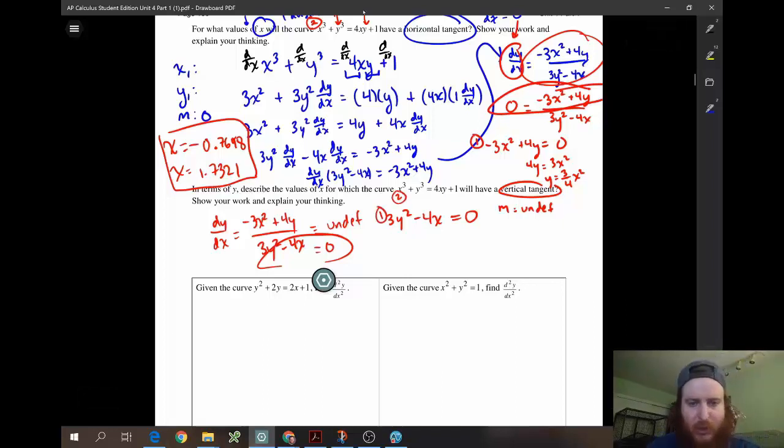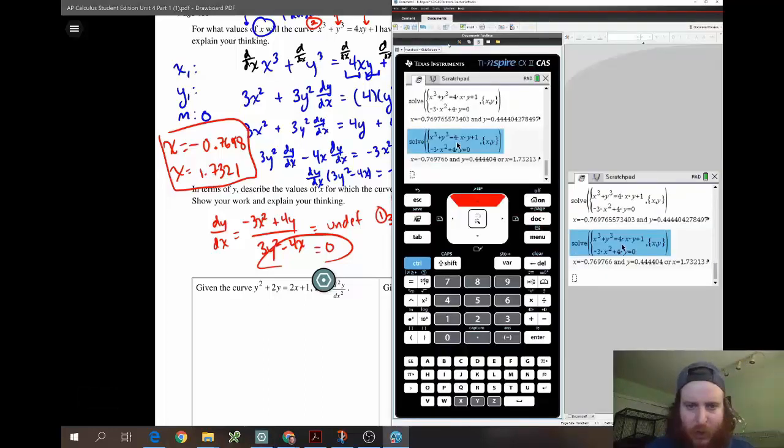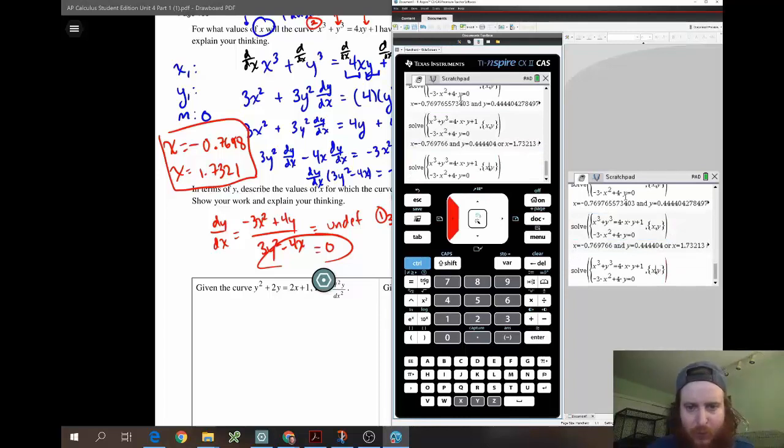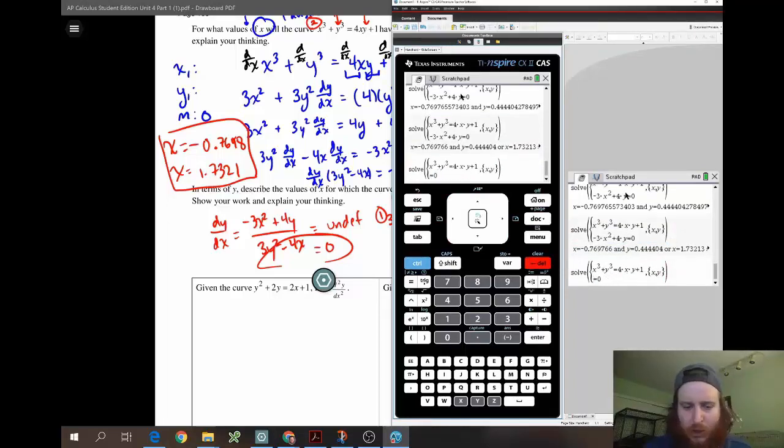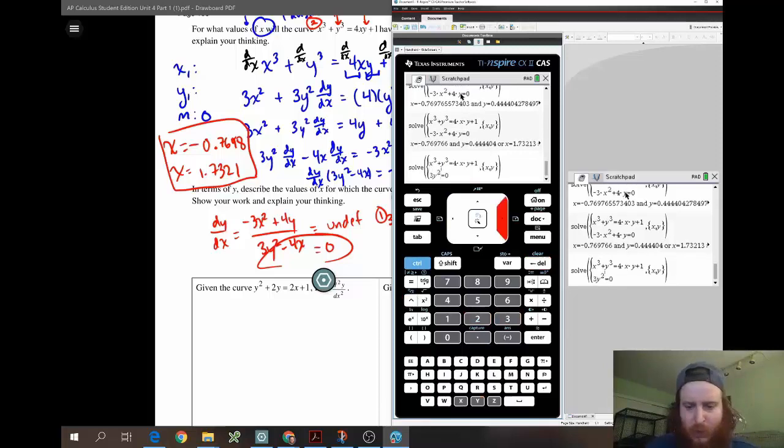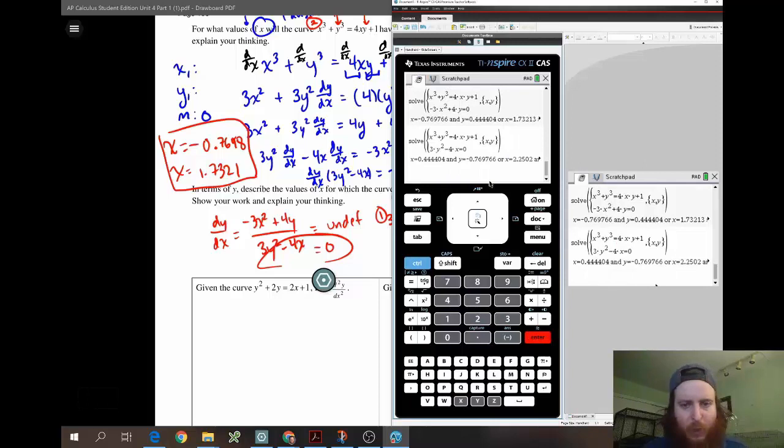So we can do the same thing we just did on the calculator, right? But we're going to change that second equation to be our denominator. So instead, the second equation is going to be 3y squared minus 4x. And then I'm going to hit control enter to make sure I get that decimal. Okay, now do go up here and just double check that there are only 2 values, right? Because there could be 3, there could be 4, we don't know. So there are 2 here, so that's good.